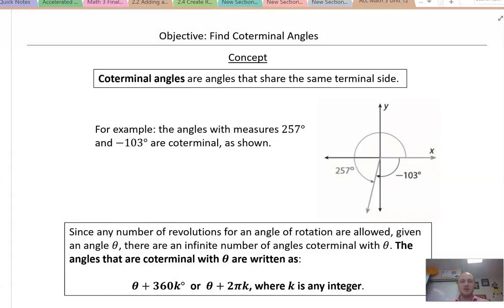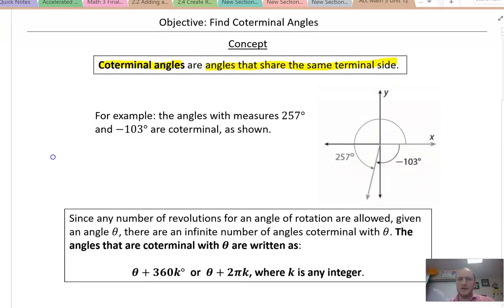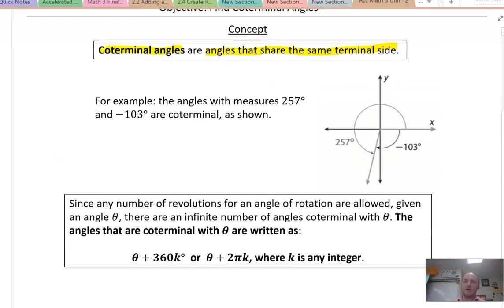Okay, so here's the definition of a coterminal angle. Coterminal angles are angles that share the same terminal side, right? Just where they end. And here's a visual example. I have the angle measure 257. So it goes around and it ends here, right? So that is the same angle as if I went in the negative direction, 103 degrees, right? Because they end in the same exact location. They share a terminal side. So that makes them coterminal.